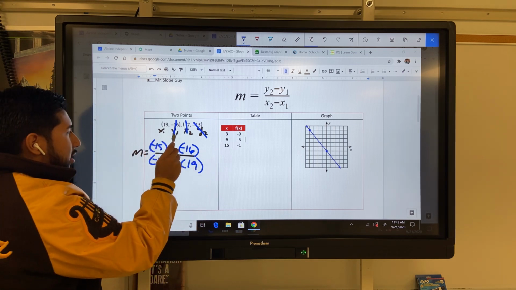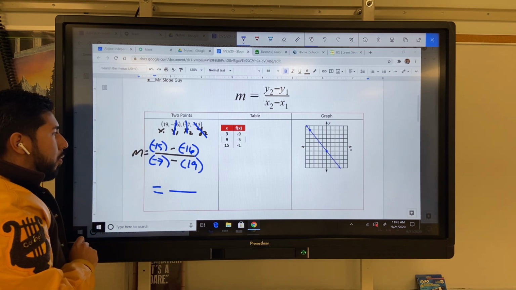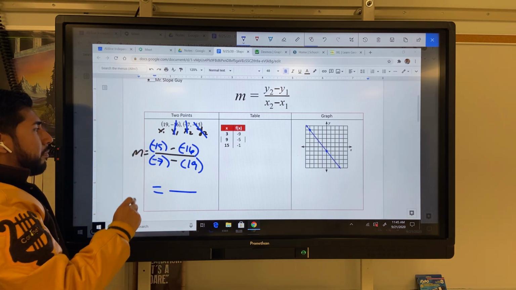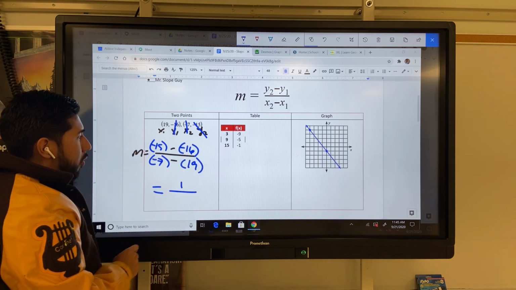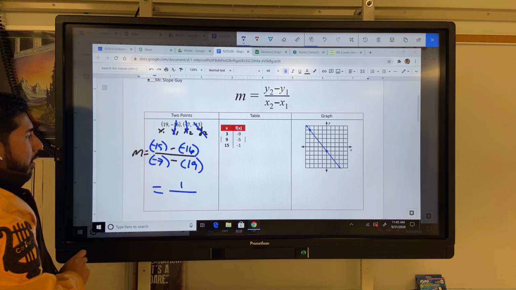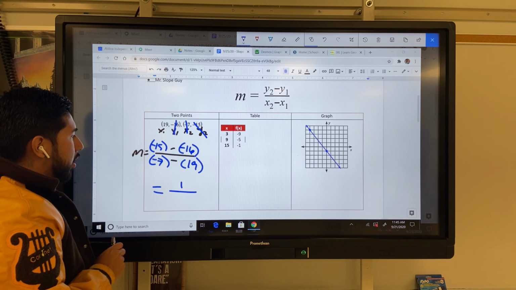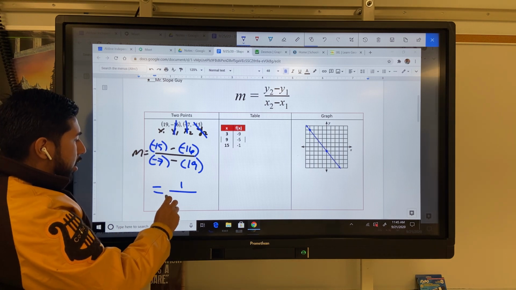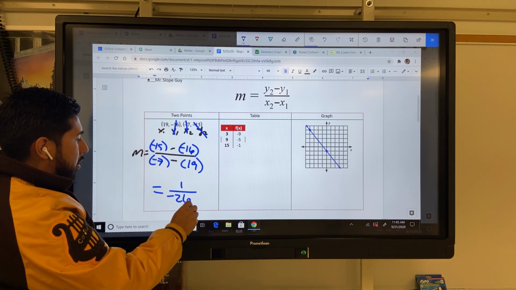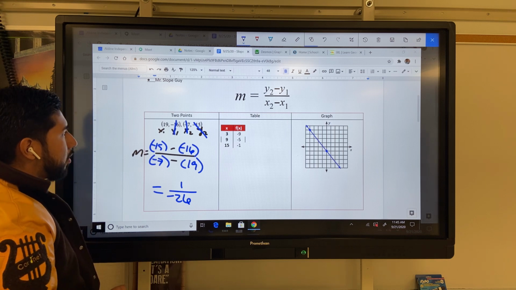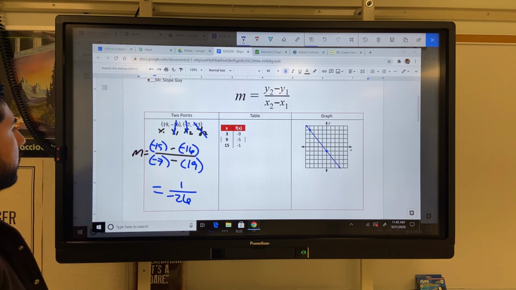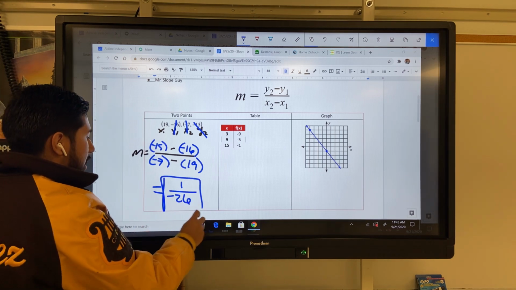And then we just put it together. Negative 15 minus negative 16. Remember, do a numerator and then denominator. That gives me a positive 1. Check your calculator. Negative 7 minus 19. That gives me a negative 26, I believe. Yeah, that's a crazy slope.